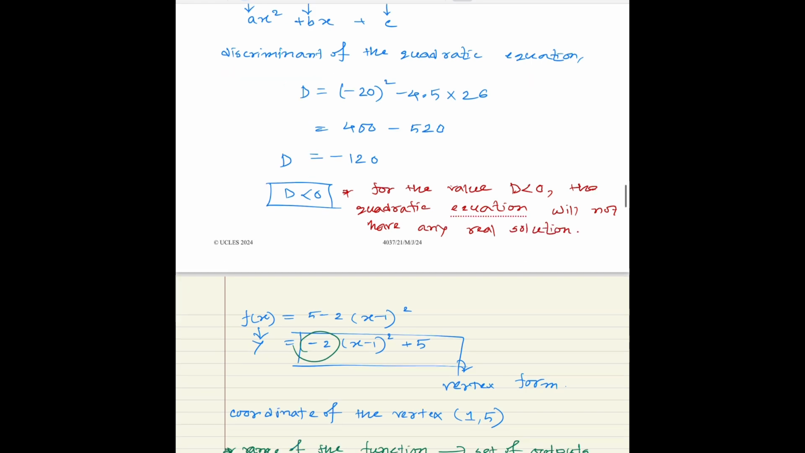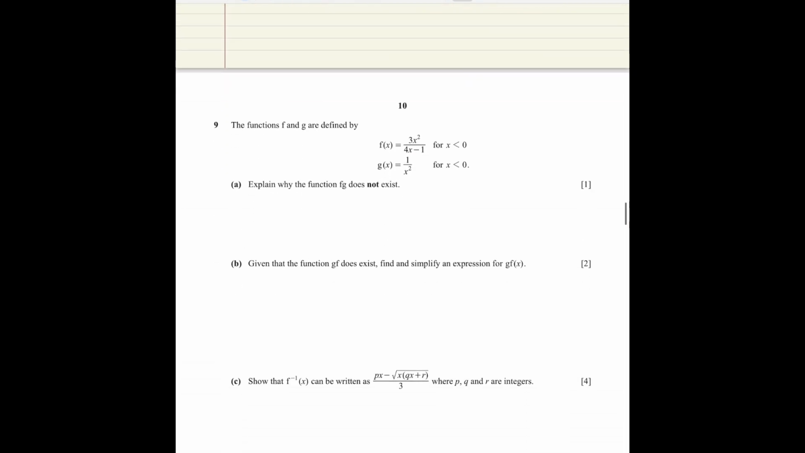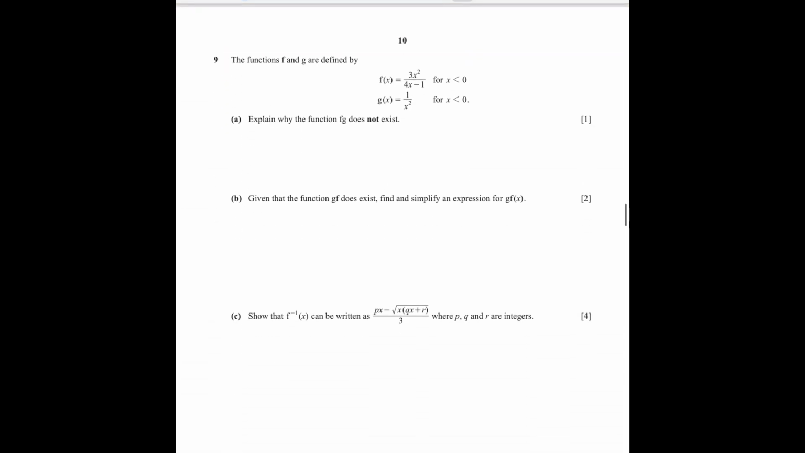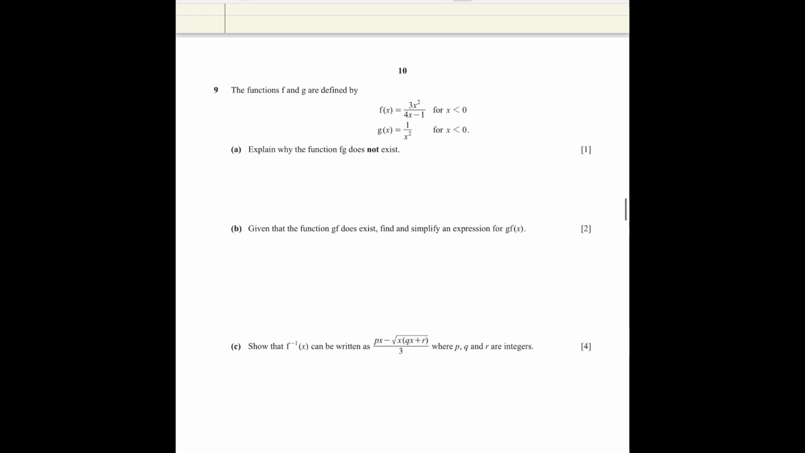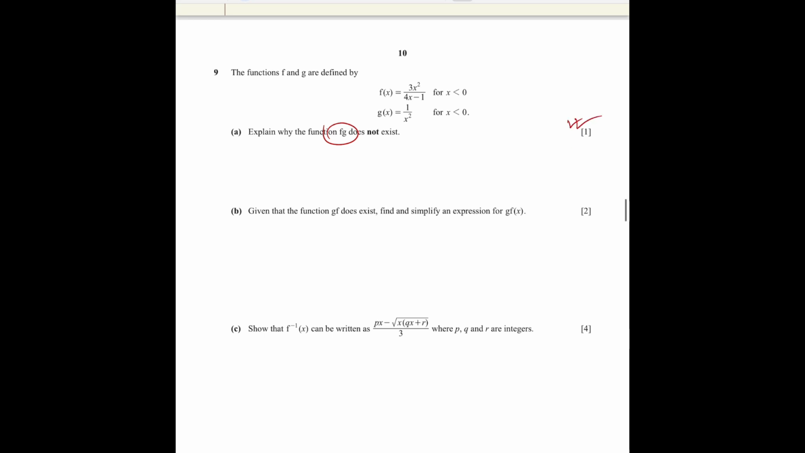Okay, now we are moving to the next one. I have to add a page there. Okay, so two functions are given, f of x and g of x. They have said that the composite function f of g does not exist, and we have to explain why. It carries one mark.